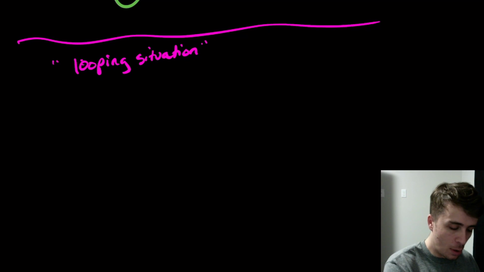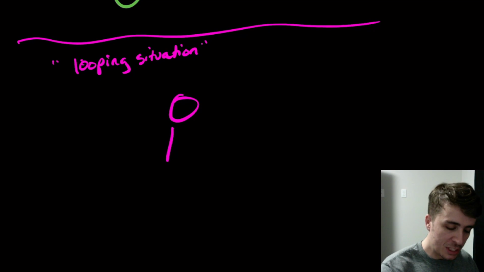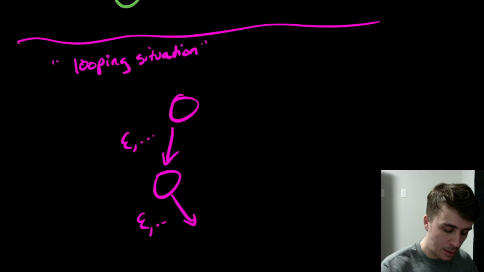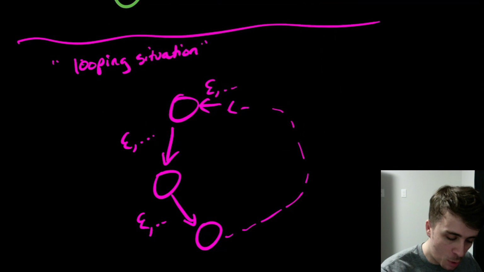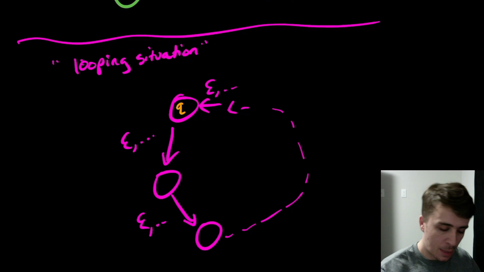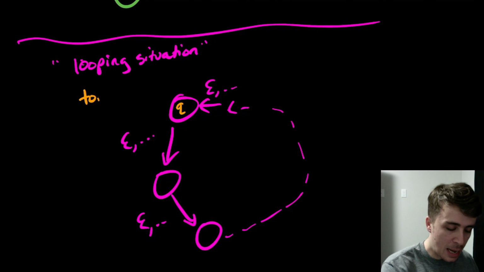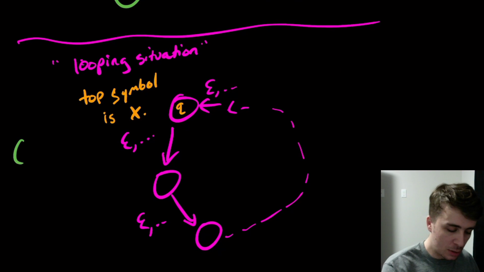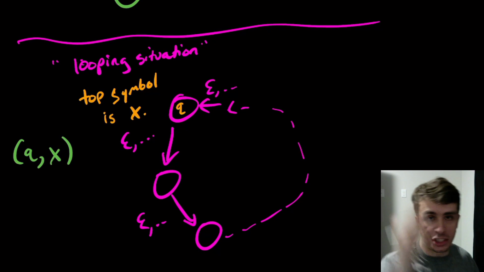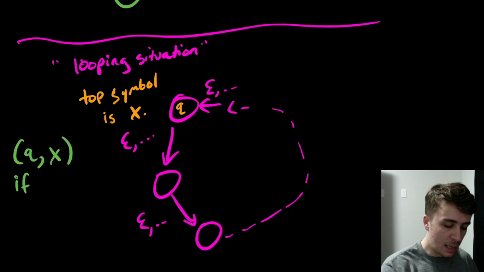As I said before, a looping situation happens when you have a state and we have a bunch of epsilon transitions right here that go around in a circle like this. Let's say at this moment that we are in a state Q right here, and furthermore that the top symbol is X. Then we will say that the state and the symbol at the top is a looping situation.